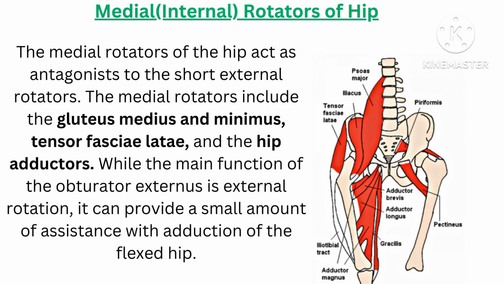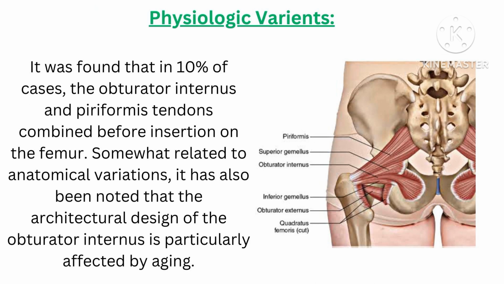When the hip is flexed, the obturator internus muscle acts as an antagonist to the obturator externus since it plays a role in abduction. The primary hip abductors include the gluteus medius and minimus and the tensor fasciae latae.